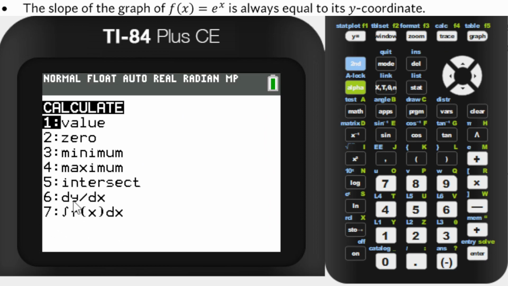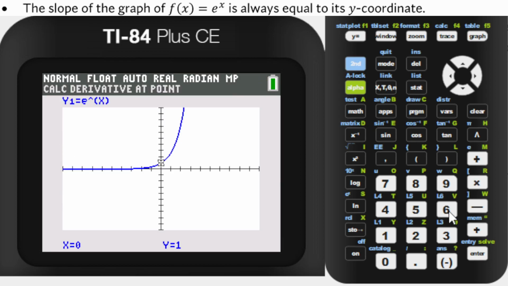Okay, dy dx, option 6. This is telling us what the slope is at a given point. We've talked about this a little bit in this class when we were talking about increasing and decreasing. If you zoom in really close on this function, it would look like a line, and this slope, dy dx, is giving you the slope of that line. So I'm going to say dy dx at x equals 2. At x equals 2, the y-coordinate is 7.3890561.